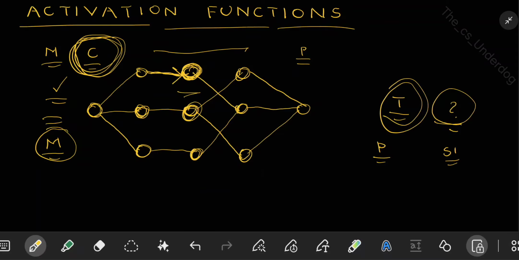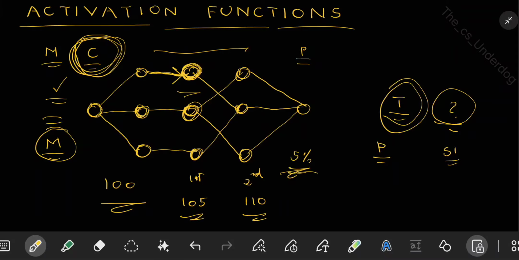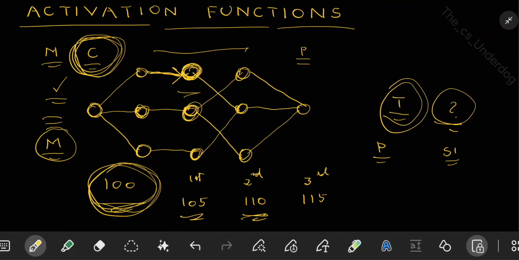What happens in simple interest? Let us say 100 is your initial amount. If the bank is providing 5% simple interest, at the end of the first year you will have 105 rupees, because 5% is added to this. At the end of the second year, this will be 110 rupees, because again 5% of the principal amount got added, 5 rupees. At the end of the third year, it will be 115 rupees. This is a linear transformation which you can easily model without using any activation function. So this is how simple interest calculation works.